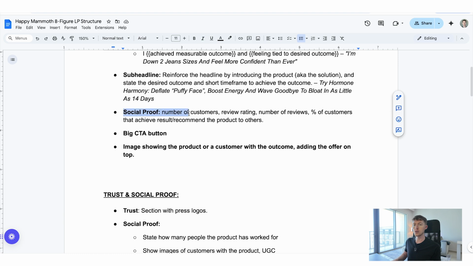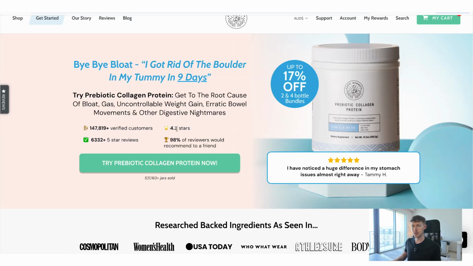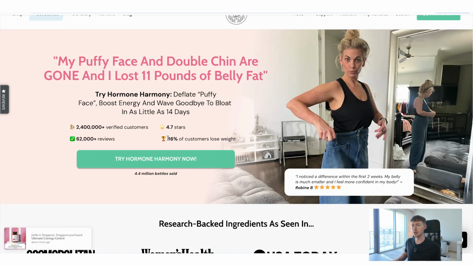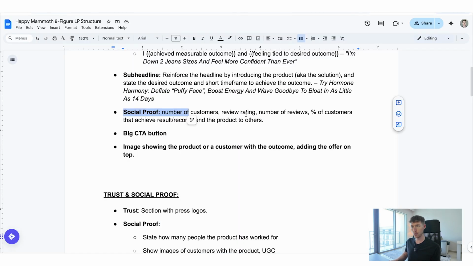Now, underneath this, we see social proof. We see number of customers, the star rating, the number of reviews. We also see the percentage of viewers that would recommend it to a friend, right? We see the same thing here. Here we see like 86% of customers lose weight, so it's also the percentage of customers that achieve the desired outcome. So reinforcing social proof here.